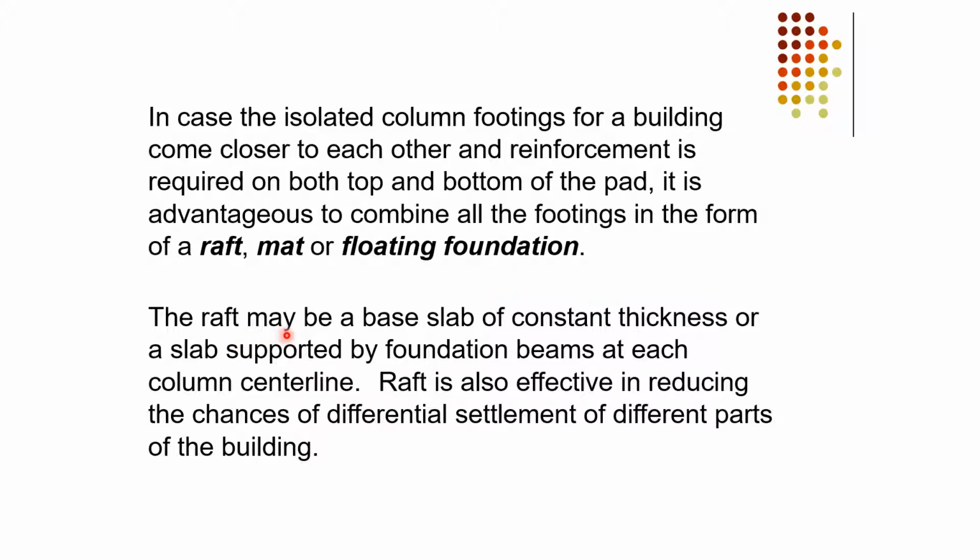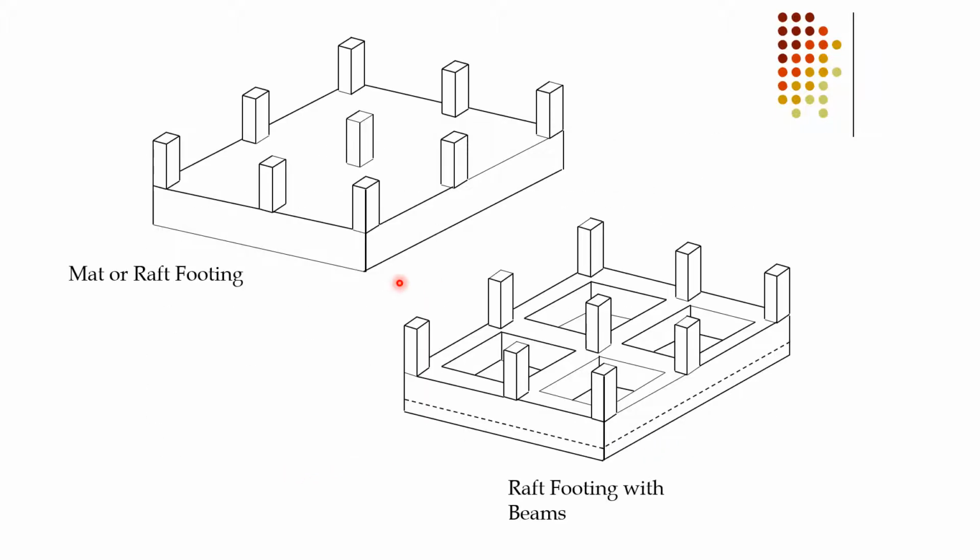The raft may be a base slab of constant thickness or a slab supported by foundation beams at the column center line. Raft is also effective in reducing the chances of differential settlement of different parts of the building. Okay, here what is raft or mat? Here we provide a constant thickness, meaning heavy thickness slab at the bottom at the foundation level, and then on that slab we construct our columns. So that is called mat or raft footing.